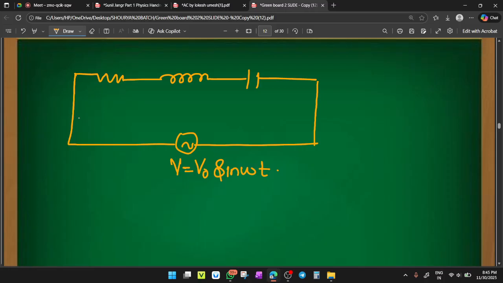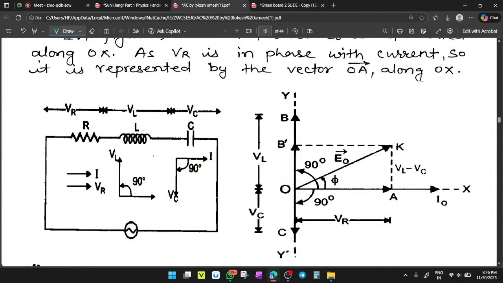On action of the alternating voltage, there will be an alternating current I. So when I passes through these three components, definitely there will be some voltage drops. VR is the drop across the resistance, VL will drop across the inductor, and VC voltage will drop across the capacitor. So three individual voltages VR, VL, and VC will be dropped.